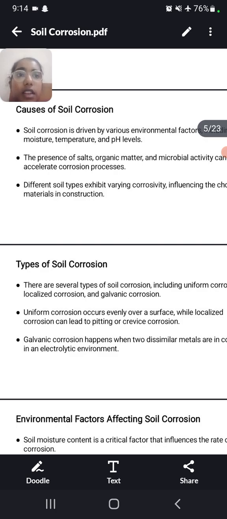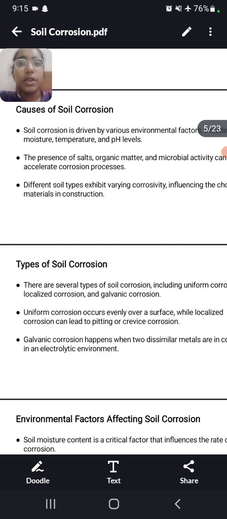First is soil resistivity. Lower resistivity often leads to higher corrosion rates. Resistivity is influenced by moisture content, salt concentration, and temperature. Next is moisture content. Water in soil acts as an electrolyte promoting corrosion. Dry soils generally have lower corrosion rates compared to wet or water saturated soils. pH levels. Acidic soils tend to accelerate corrosion, especially for metals like steel and iron. Neutral or slightly alkaline soils are less corrosive.